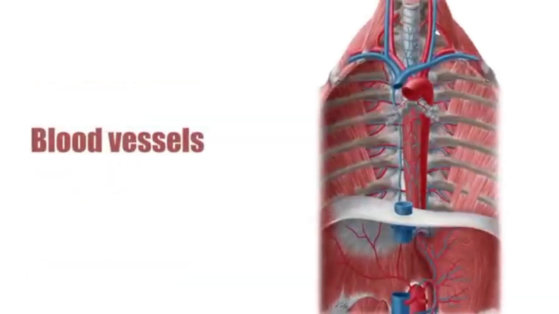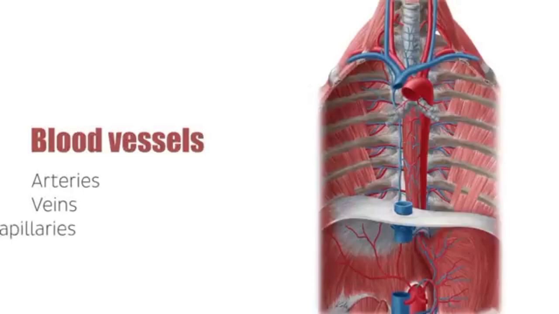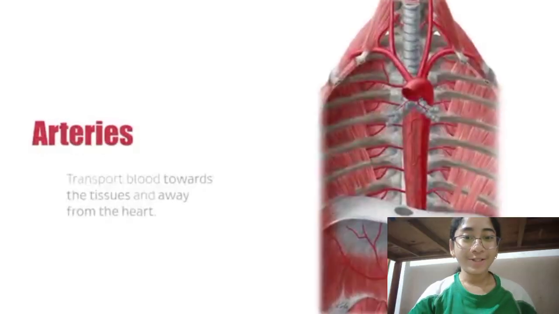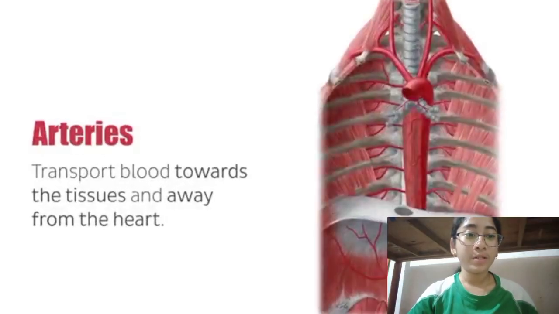There are three major classes of blood vessels, namely arteries, veins, and capillaries. They are categorized according to their histological structure. Arteries transport blood away from the heart to the tissues and have thick muscular walls with small internal lumina, or passageways, that can withstand blood under high pressure.